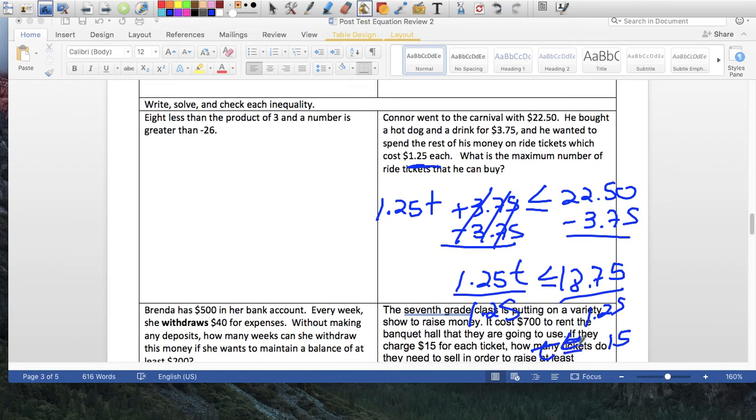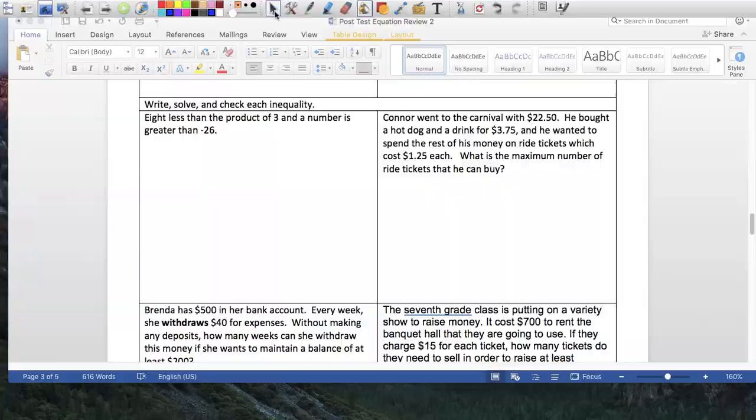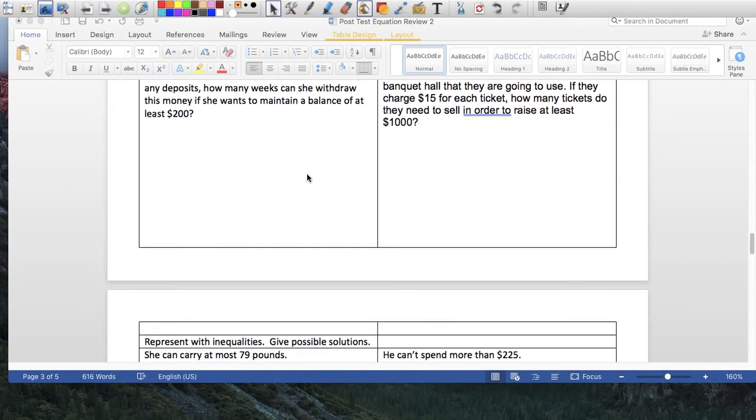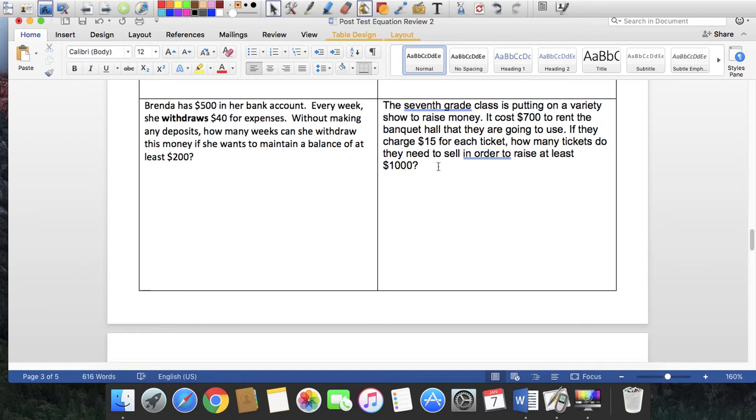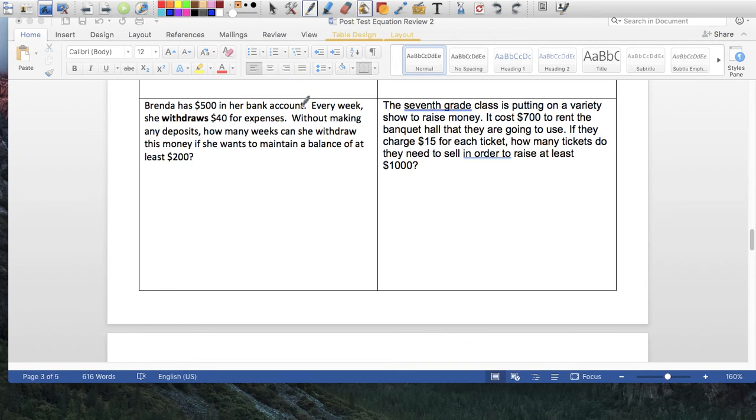So there you go. The number of tickets you can buy has to be less or equal to 15. Okay. What is this? Okay. Brenda has $500 in her bank account. Every week she withdraws $40 for her expenses without making any deposits. How many weeks can she withdraw that money if she wants to maintain a balance of at least $200?